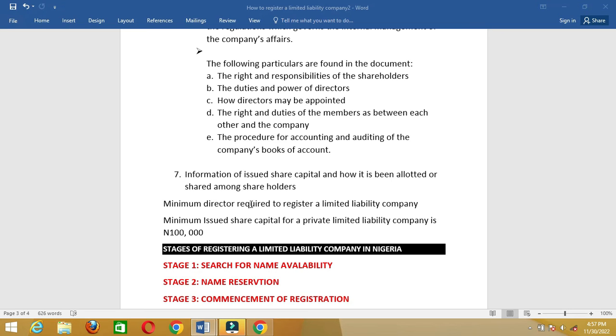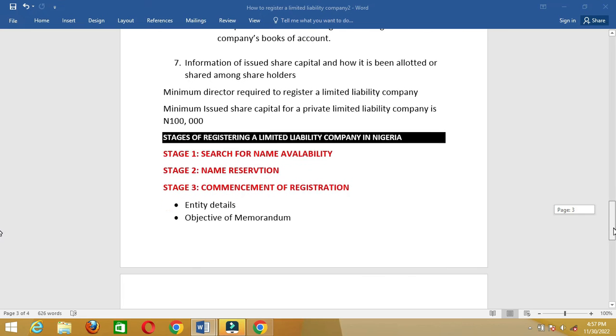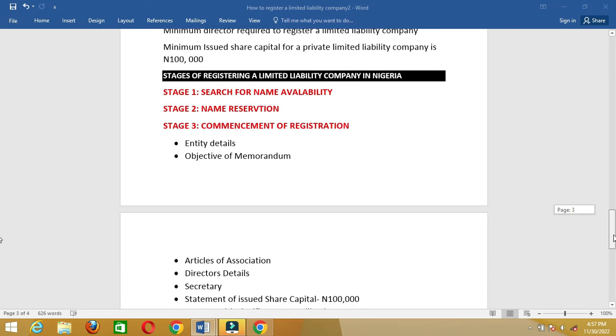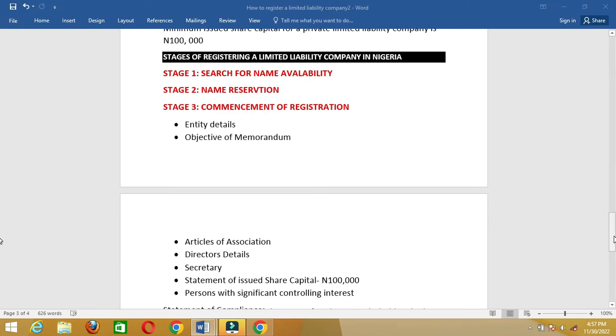Okay, having said all of this, let's quickly look at the stages of registering a limited liability company. So at least I've explained and talked a lot about a limited liability company, defining what a private limited liability company is, and the required information and documents you need to register one. So let's look at the final level, which are the stages of registering a limited liability company.